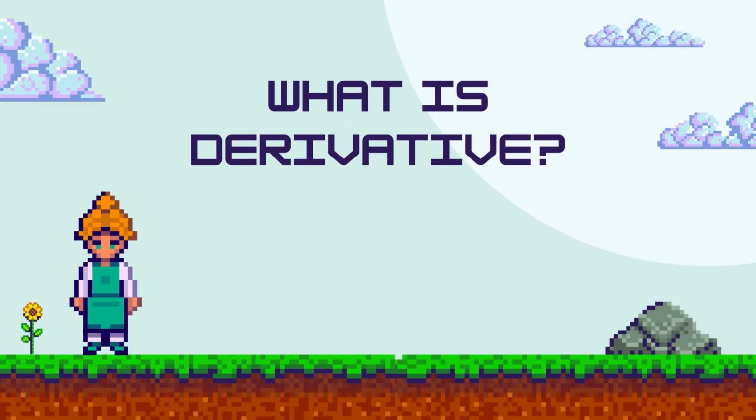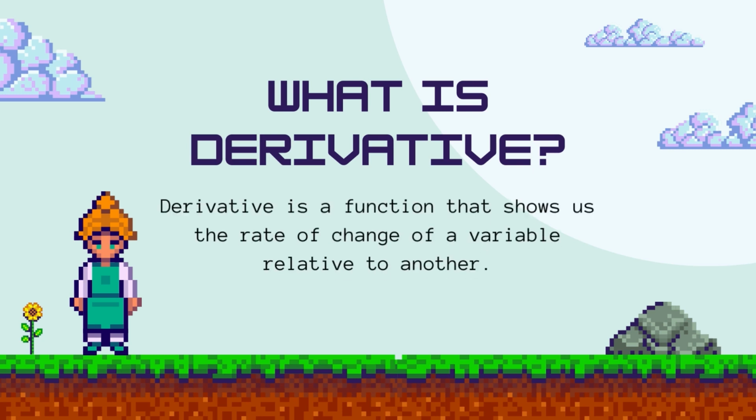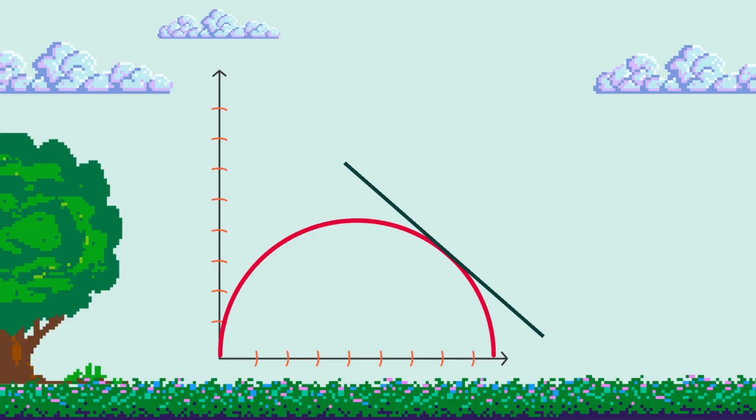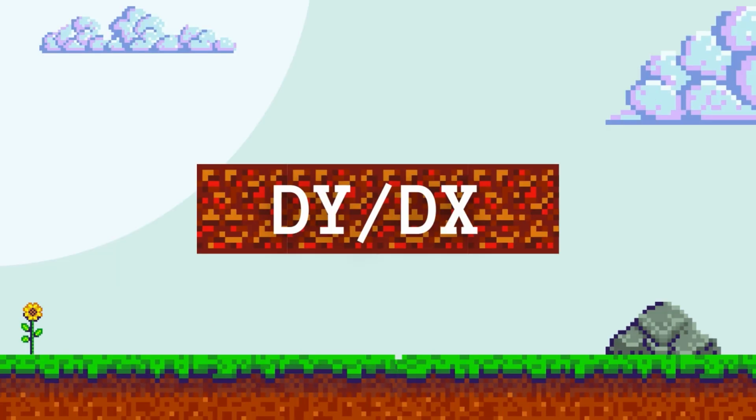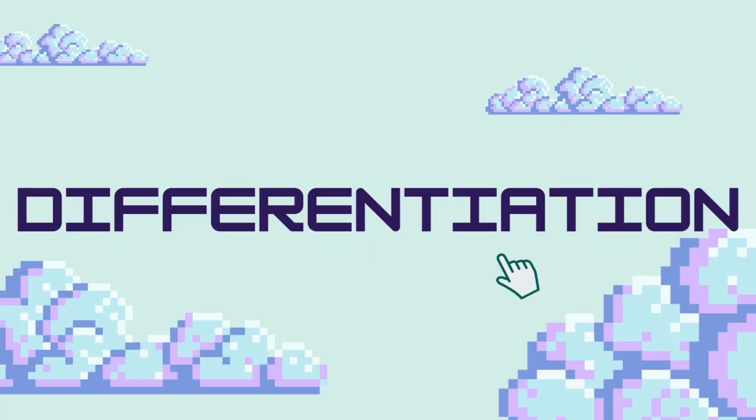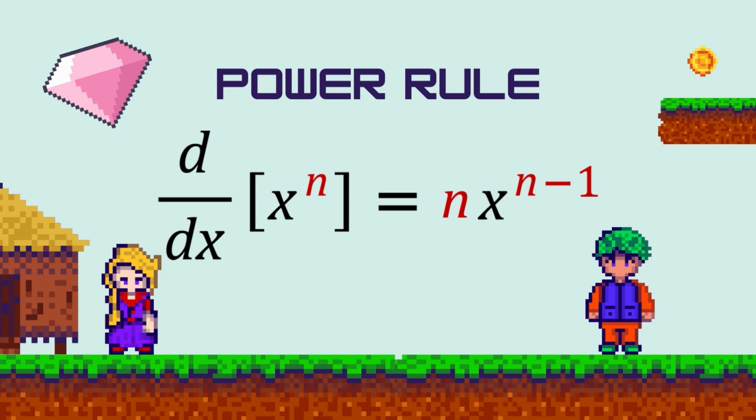So what exactly is a derivative? A derivative is a function that shows us the rate of change of a variable relative to another. It may also be defined as the slope or gradient of a tangent line to a curve at a given point. Derivatives are represented as dy over dx, and the process of finding the derivative of a function is called differentiation. Here's the basic way to differentiate a function. In this method, we're using something that we call the power rule, where the power of x gets subtracted by 1, while the entire function is multiplied by the value of the original power.